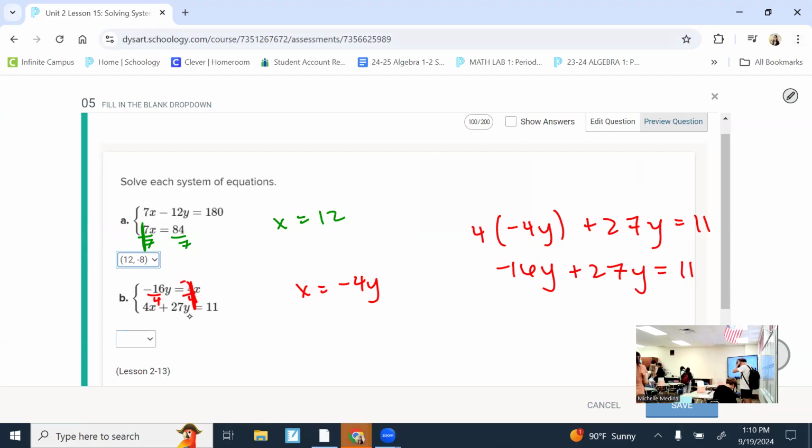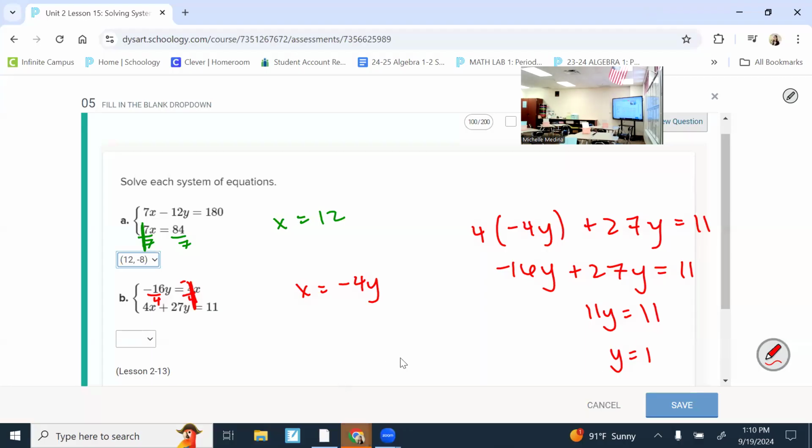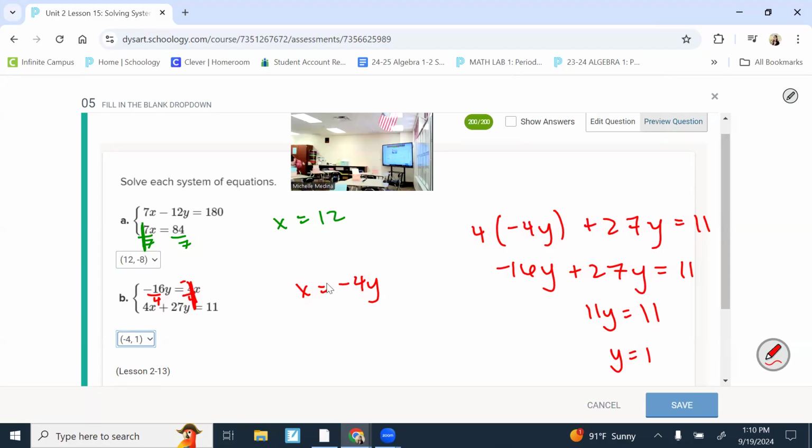And I'm out of time, but hopefully that helps. I'll keep solving it. Substitution is probably what they were trying to get you to do. Once I kept solving, I got that y is 1, which helps narrow me down to that answer. Okay. Bye, have a good day.